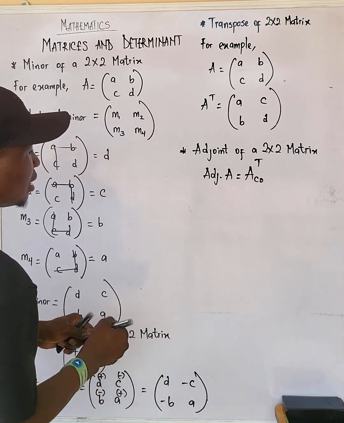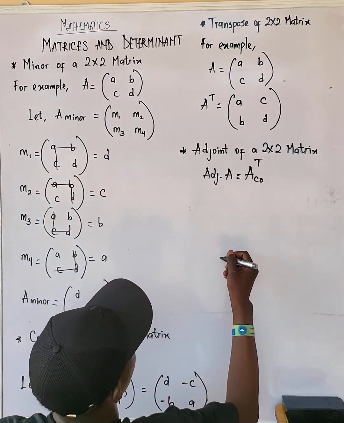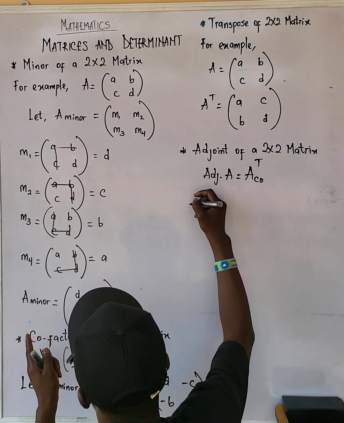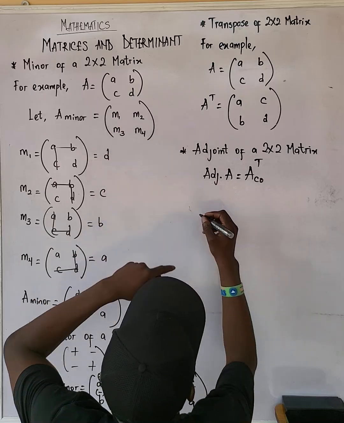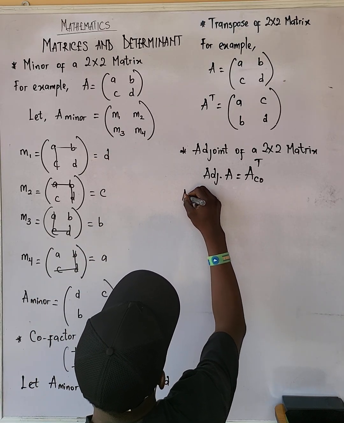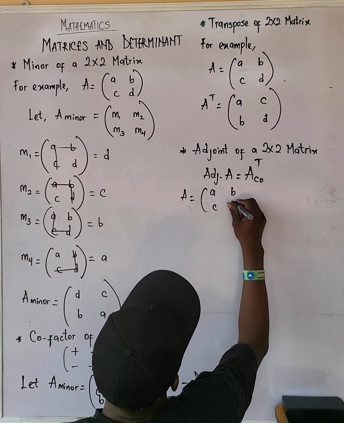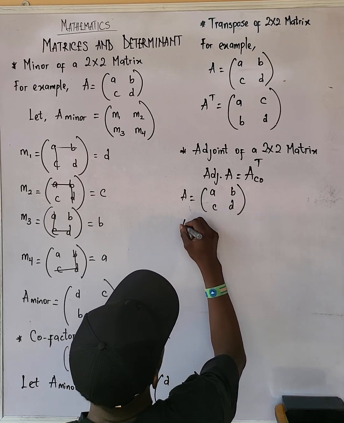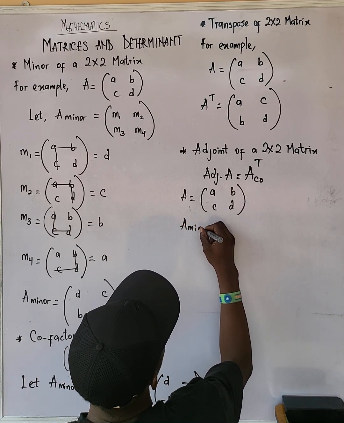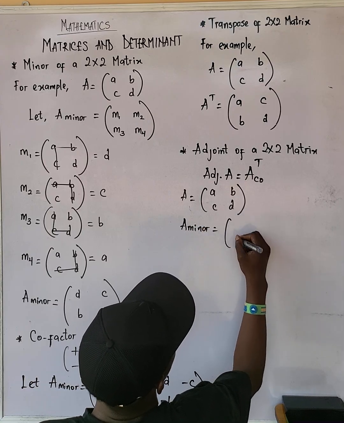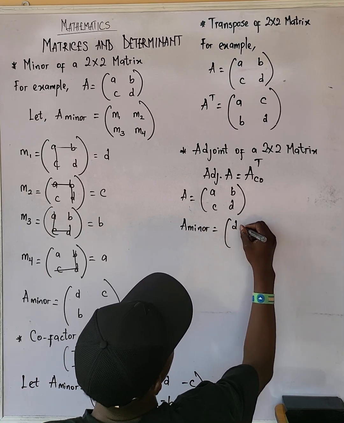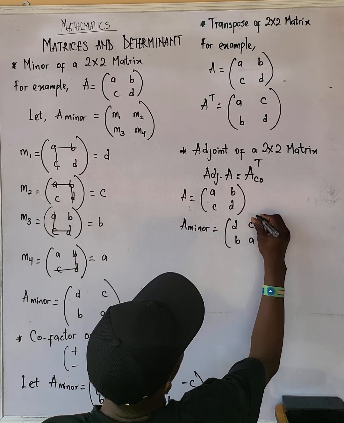Okay, let's say we have a matrix A as A, B, C, D. We have to first get the minor. The minor of A will now be, don't forget, D, C, B, A.